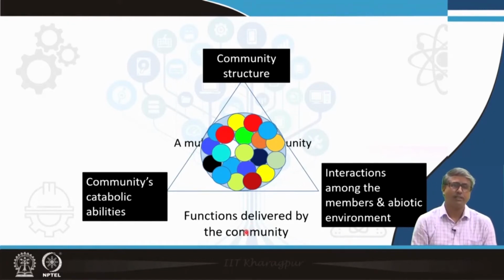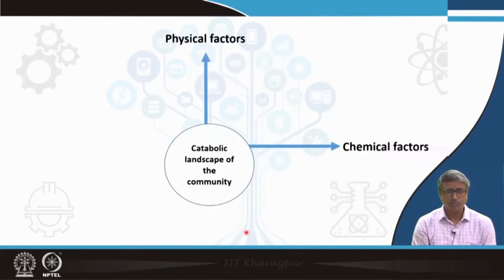So, if we need to understand the details of the functions delivered, we need to focus on elucidating these 3 things. Now, what controls the catabolic abilities of the microorganisms? A particular community might be composed of a set of species, and those organisms have genes, and those genes are responsible for encoding functions. That represents the catabolic abilities, and together that represents the catabolic landscape of the community. However, this is not a static entity. It may appear that it is composed of a set of microorganisms, so it must be a static entity.